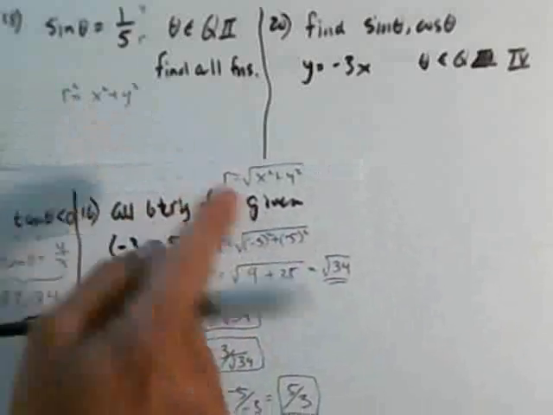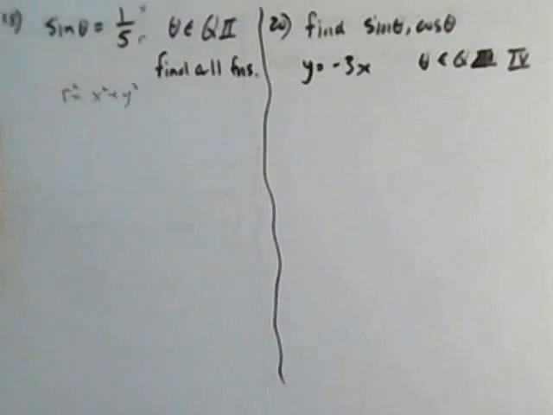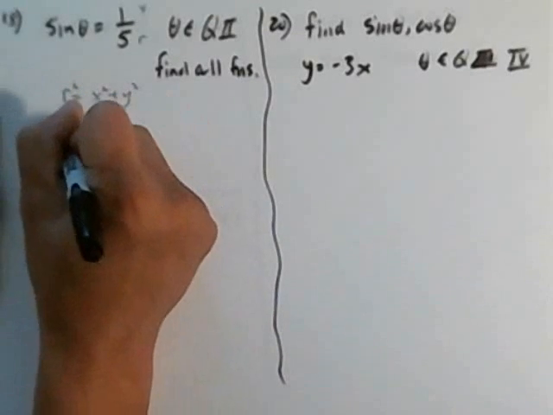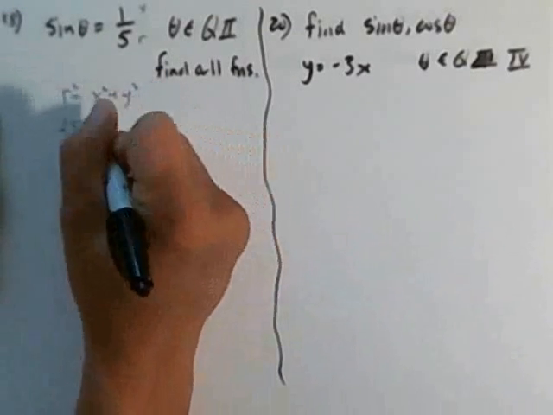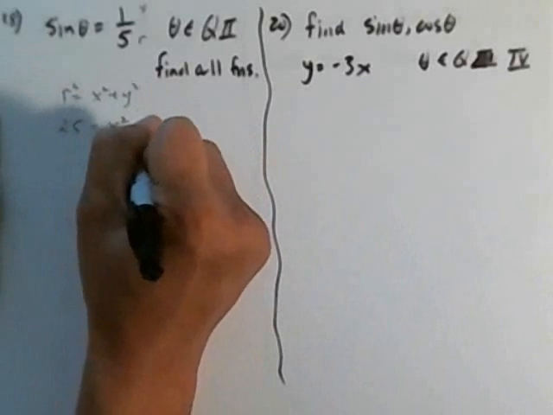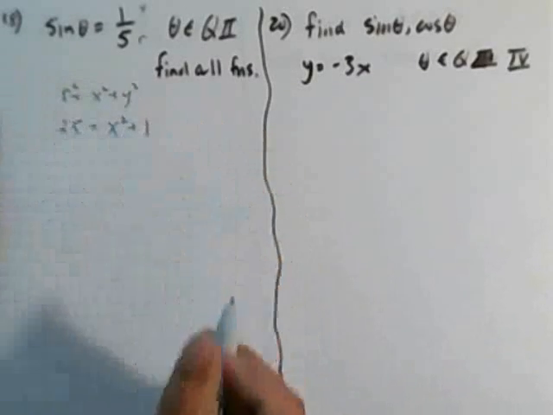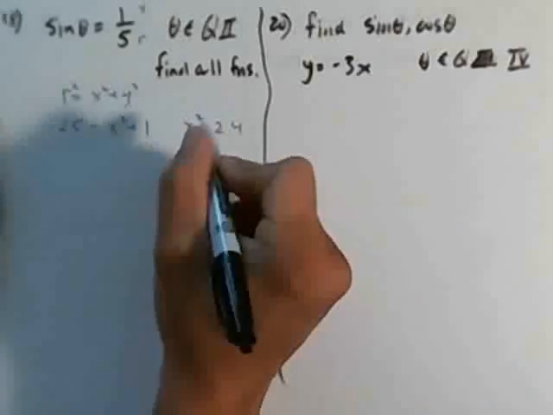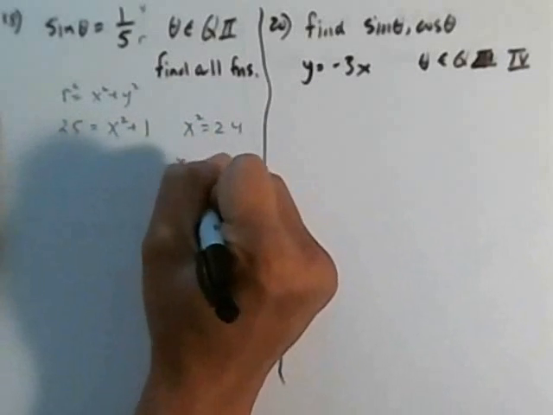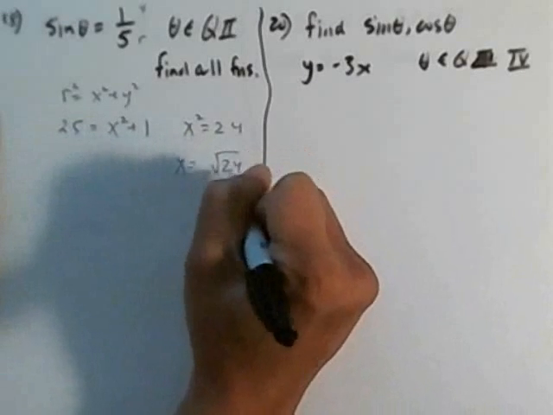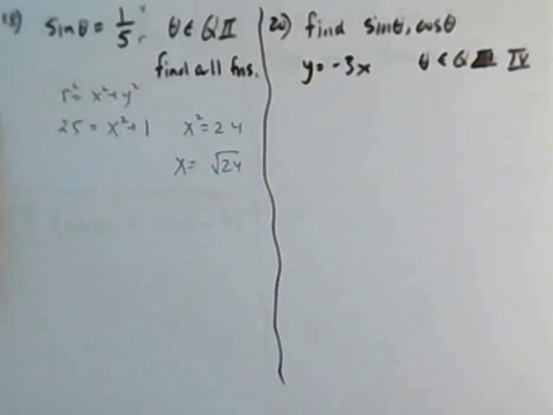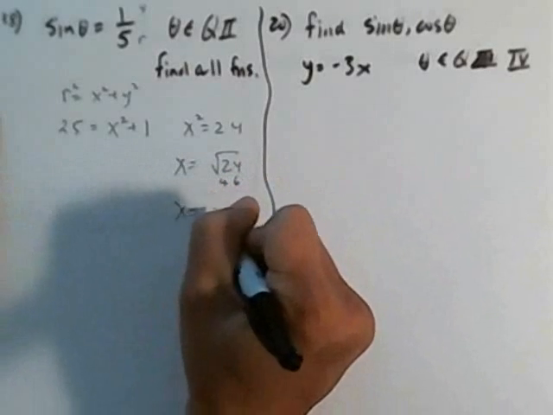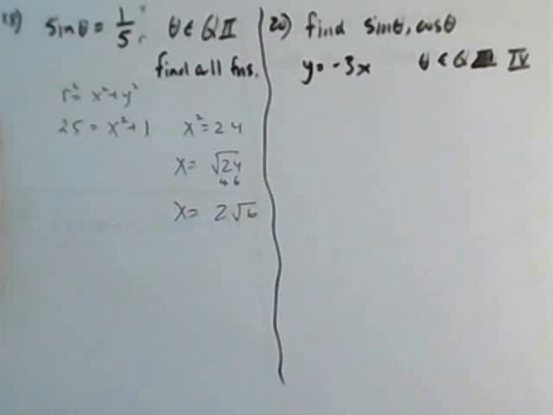These are the same exact equations, okay? So r squared, which is 5 squared, which is 25, equals x squared plus 1 squared, which is 1. Move it over, 24. X squared is equal to 24. X is equal to the square root of 24. And then I simplify that radical. It's going to be 4 times 6. So it's going to be x equals 2 root 6.